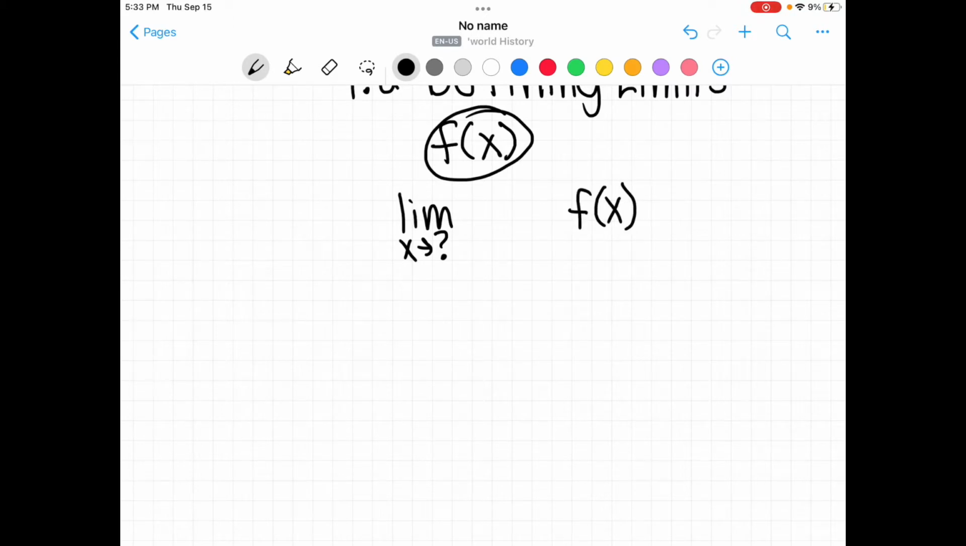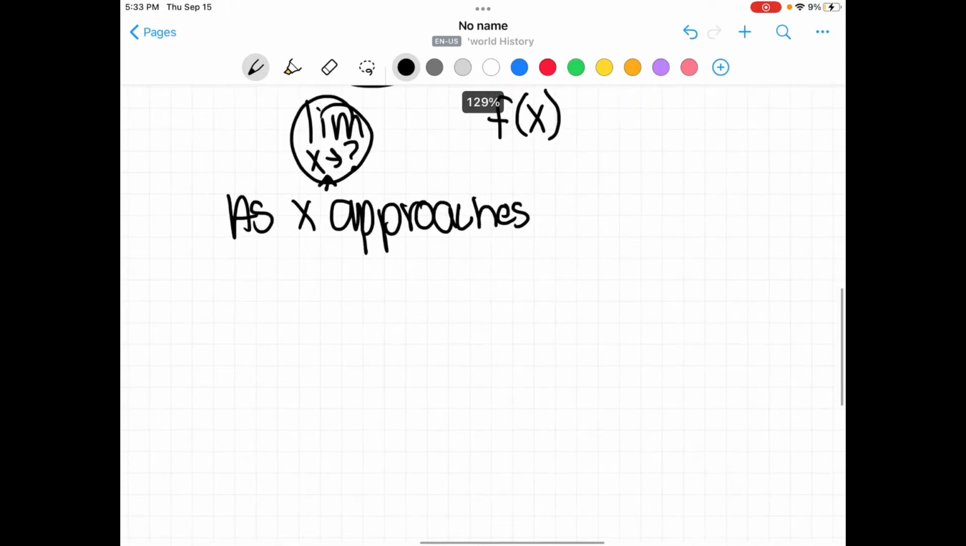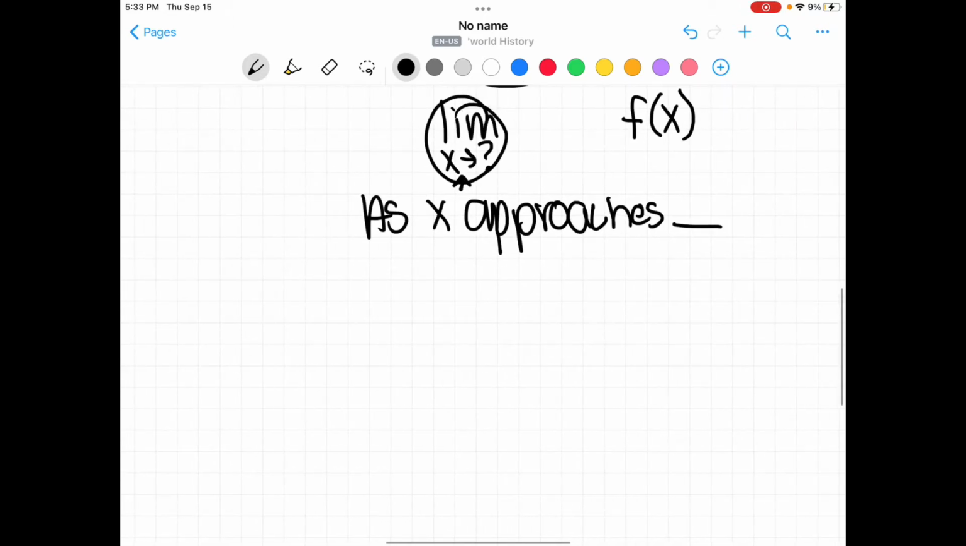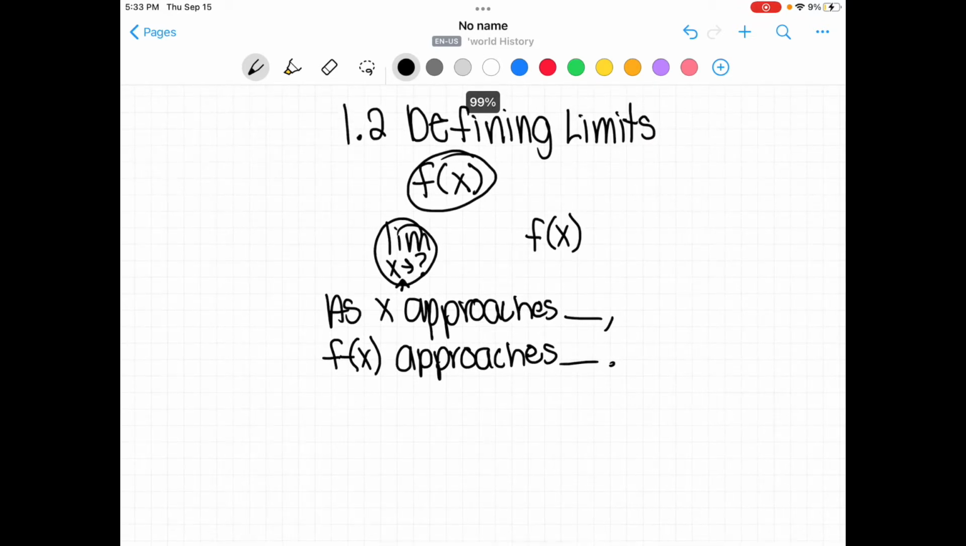So when you write this down, it's going to be as x approaches, and this goes for the limit because we always say as the limit approaches blank, then we're going to say as x approaches blank, f of x, oh my goodness, it's a little bit of a mess, f of x approaches another blank, because this is just like a stem for what you need to be writing.